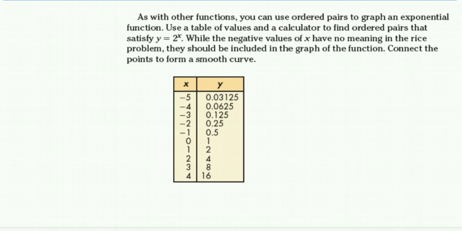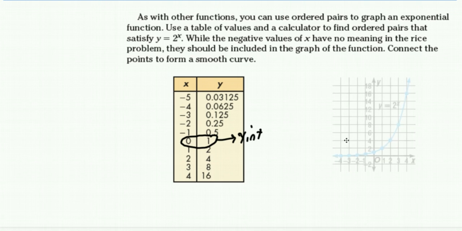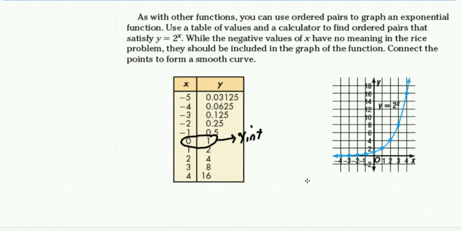Now, what do you notice about when x is equal to 0? This is our y-intercept. Okay? So our y-intercept would be 0, 1. And if I graph that particular table of values from our exponential function, this is what we're going to have.